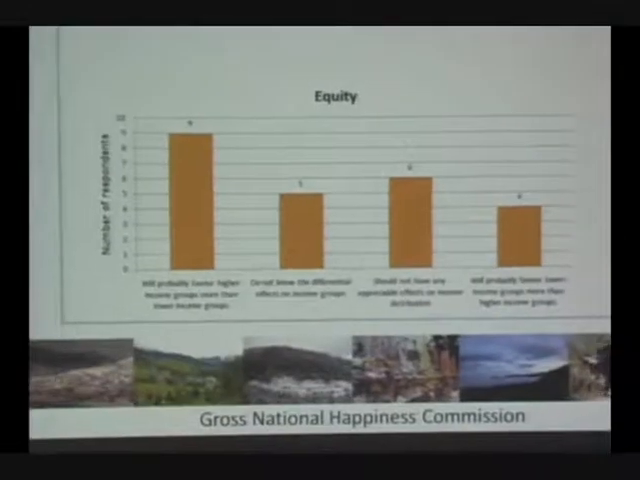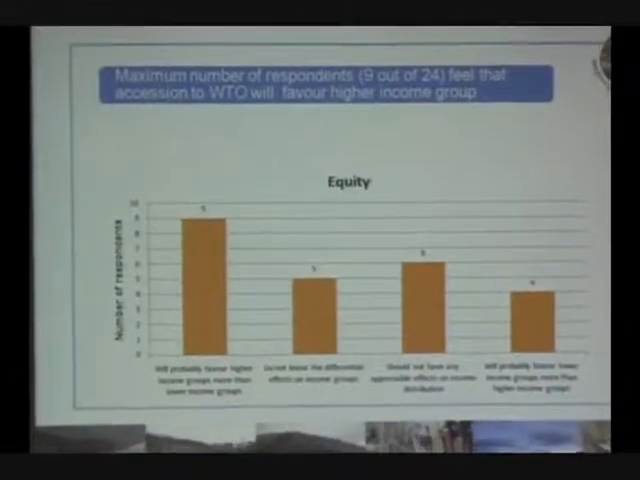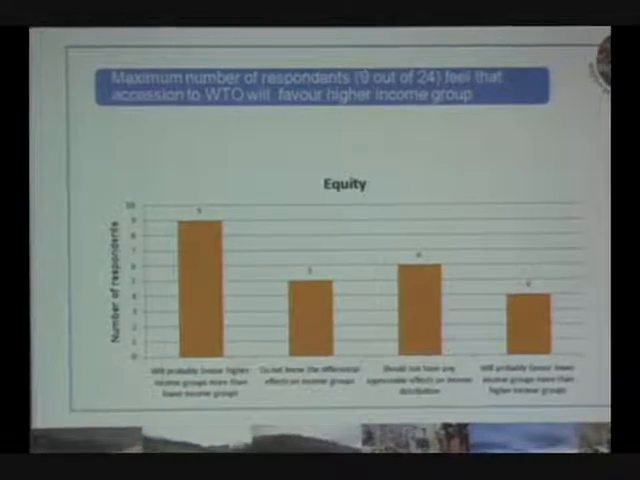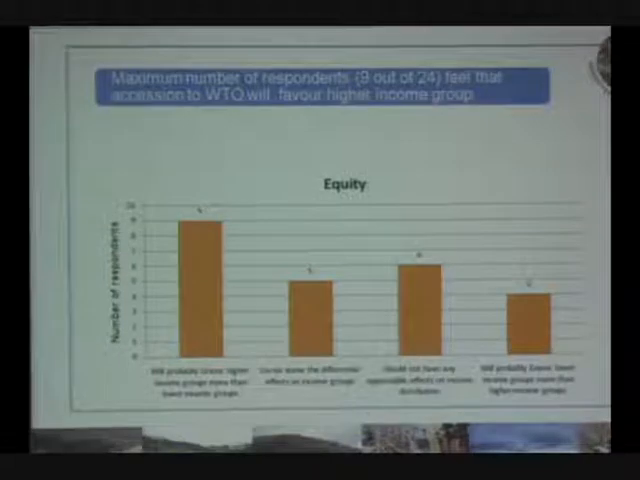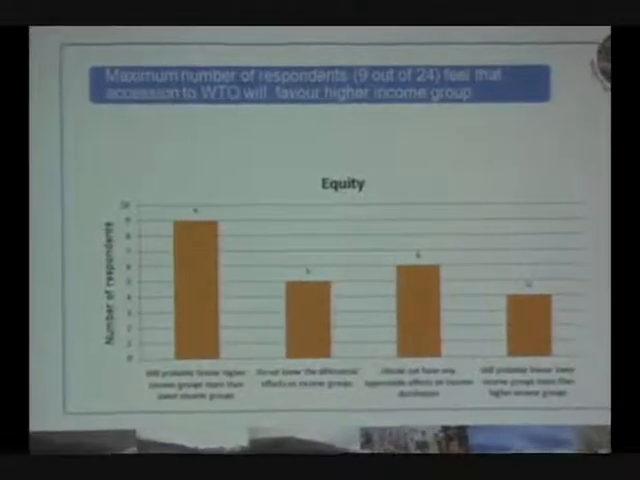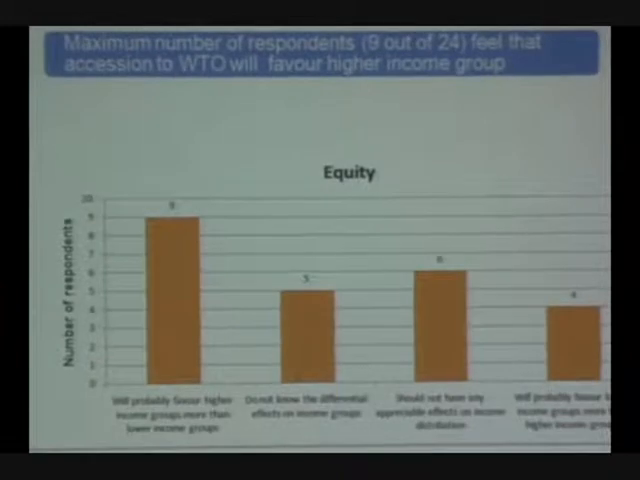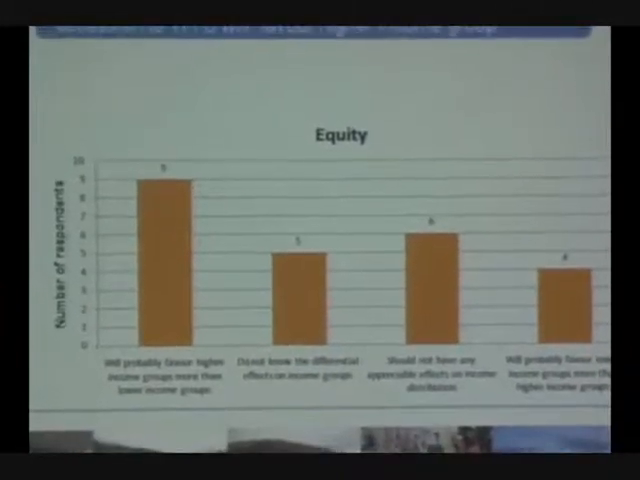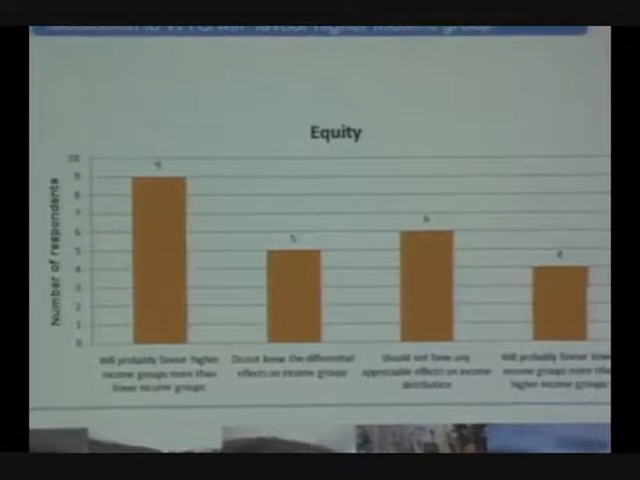Then this same group of people, I gave them the GNH policy screening tools and told them to run the decision of joining the WTO through it. I'll just take you through some of the variables and what results they came to. For instance, in the case of equity, 9 felt that joining the WTO will probably favor higher income groups more than lower income groups. And if you are concerned about the Gini coefficient and increasing disparity, you'll want to be careful. Only 4 felt it will probably favor lower income groups more than higher income groups.